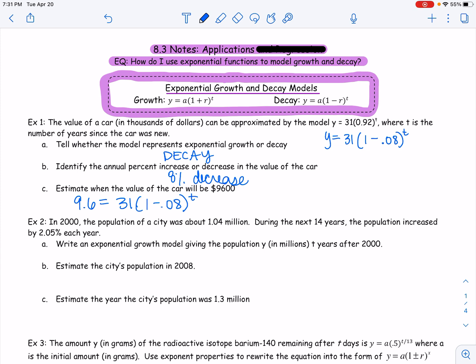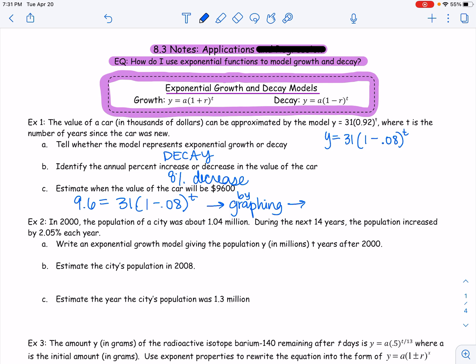We actually do not have the algebra to solve this right now. That's the second part of our unit, which is using logarithms. So we can't solve this algebraically right now, but we can solve it by graphing. By graphing, we can see what that t value is going to be.